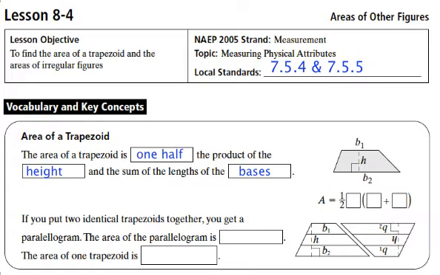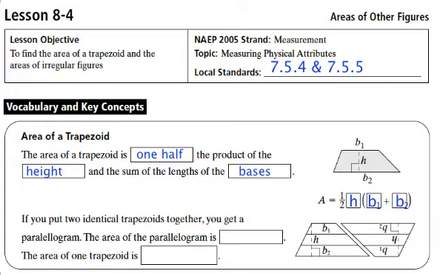The area of a trapezoid is 1/2 the product of the height and the sum of the lengths of the bases. So it's A equals 1/2 h times the quantity B1 plus B2.